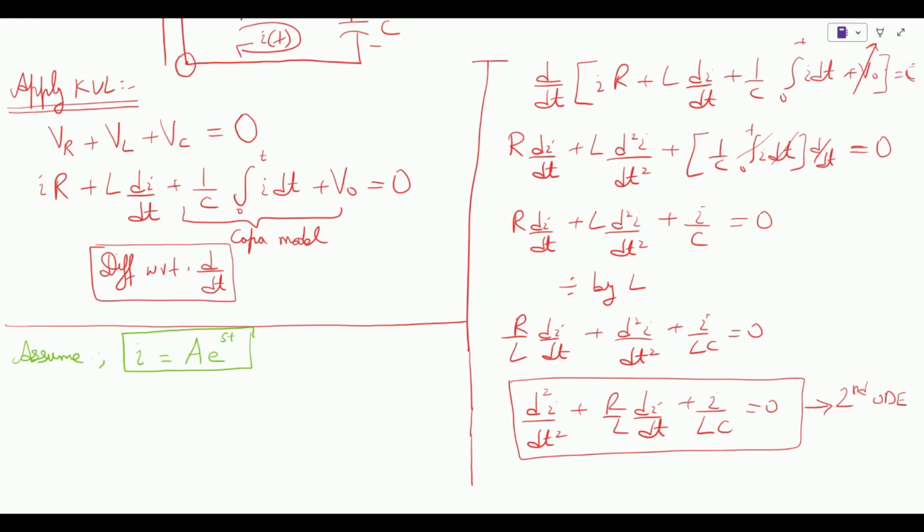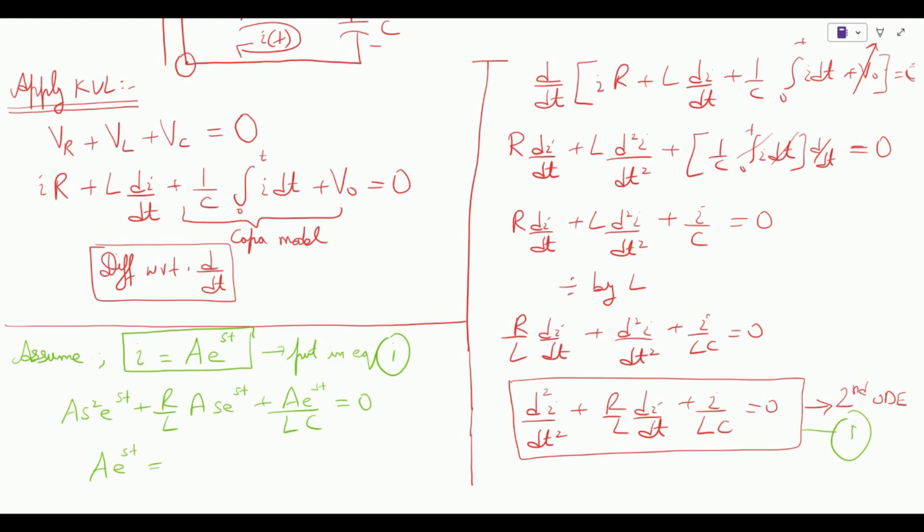So we take the value of i and put it in equation 1. Let us say this is my equation 1. Once we do that and do the differentiation, we will get A s square e raised to power st plus R by L A s e raised to power st plus A e raised to power st divided by LC equals 0.